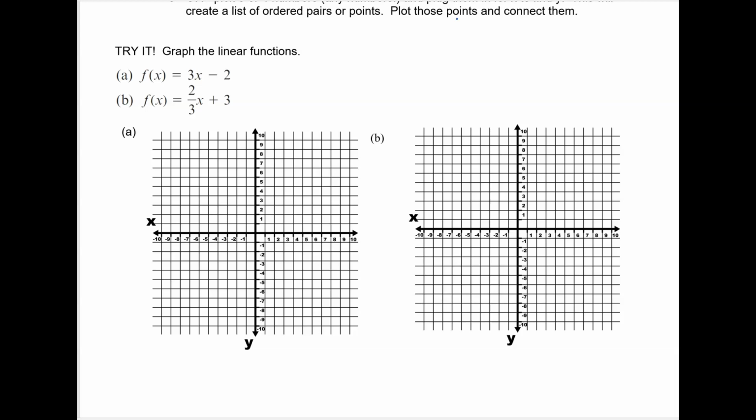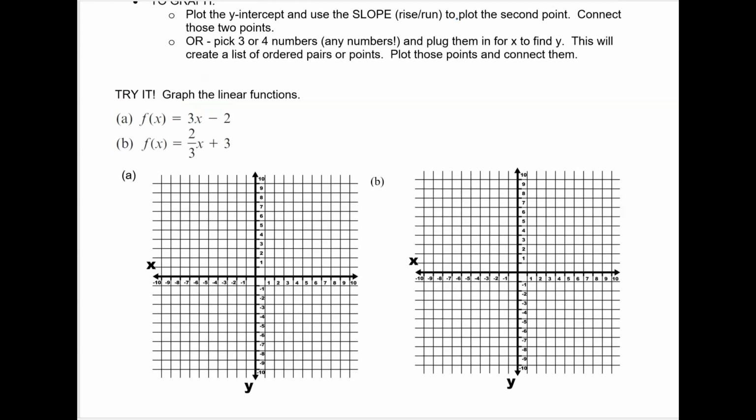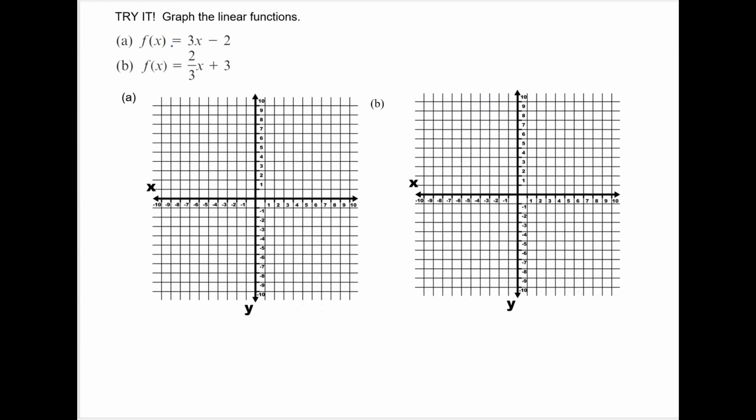A couple different things you could consider. The second option is you could pick 3 or 4 numbers, any numbers, and plug them in for x to find y. This always works for graphing, no matter if it's linear or a different type of function. For example, take the first function, f of x equals 3x minus 2. I'm going to put a y there instead of the f of x, and then make a table of values. I could pick a couple of x values, plug them in, and find y.